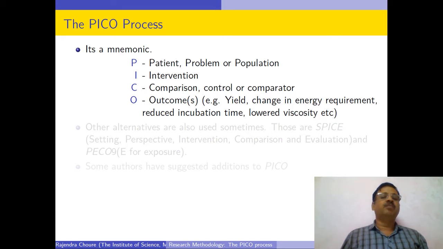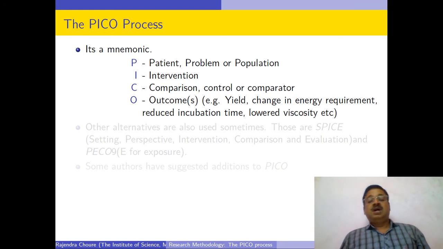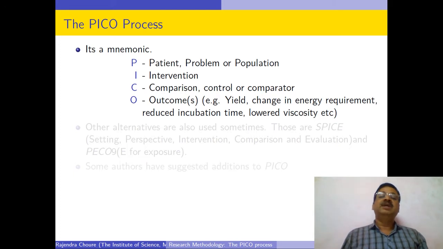P is a very important one, on which subject you are going to work. If you are addressing a clinical question, then that will be the patient. Or if you are addressing a problem or difficulty based in the real world, P will be that. Or population, which will be the subject of your research, that will be the P.